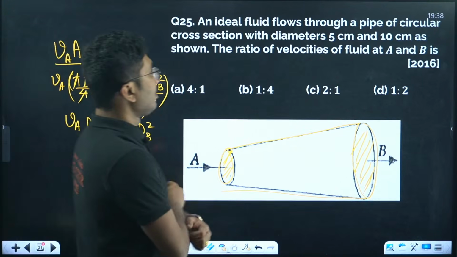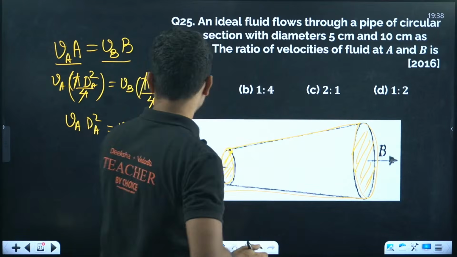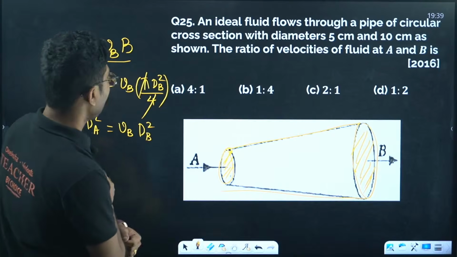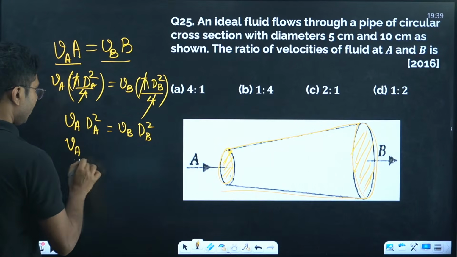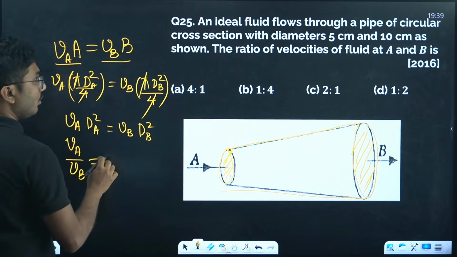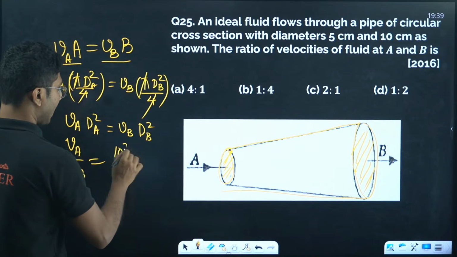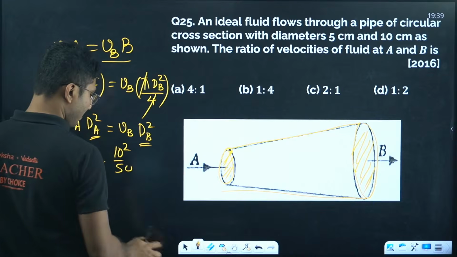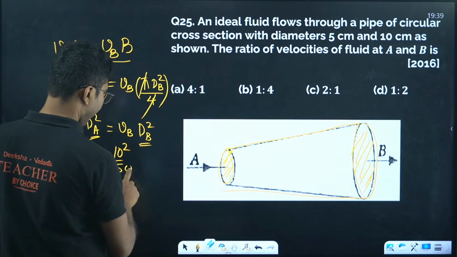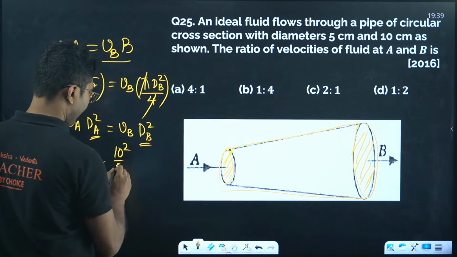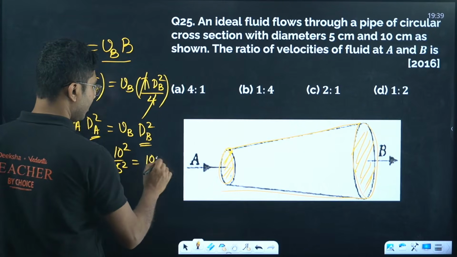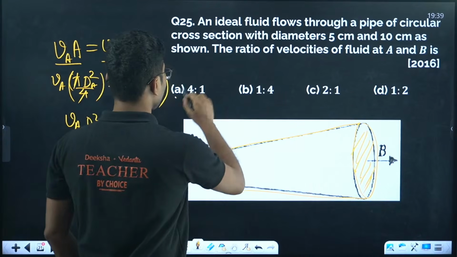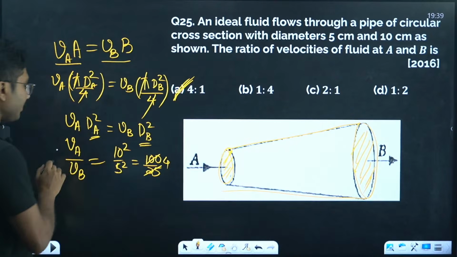So diameter of one is 5, so VA upon VB equals 10 square by 5 square. dB is 10, dA is 5, so it will be 100 by 25, so it will be 4. So the correct answer is 4:1. VA by VB will be 4:1.